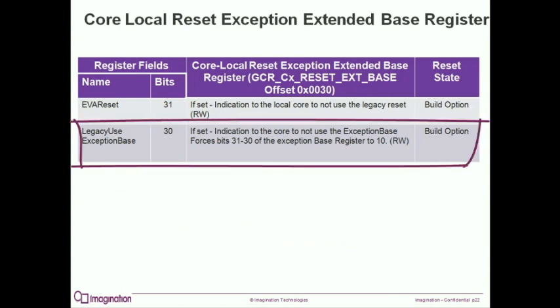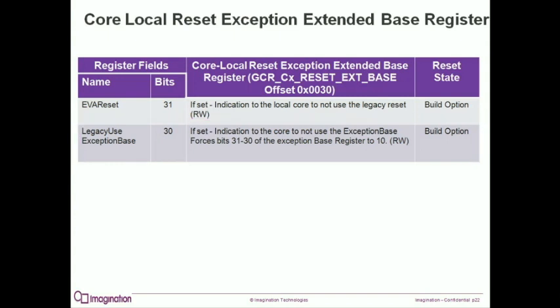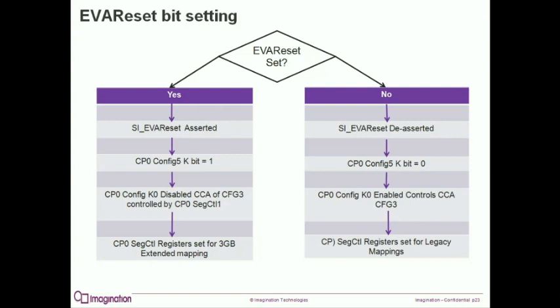The legacy use exception base bit will force the boot exception vector address that is in the core local boot exception base register to be located in segments CFG2 and CFG3, which correspond to the legacy KSEG0 and KSEG1 regions, by overriding bits 30 through 31 of the boot exception vector address and forcing them to be A10. Here is a summary chart of the effects of setting the EVA reset bit.